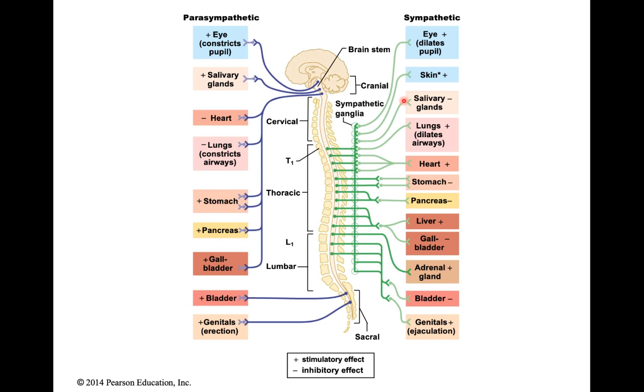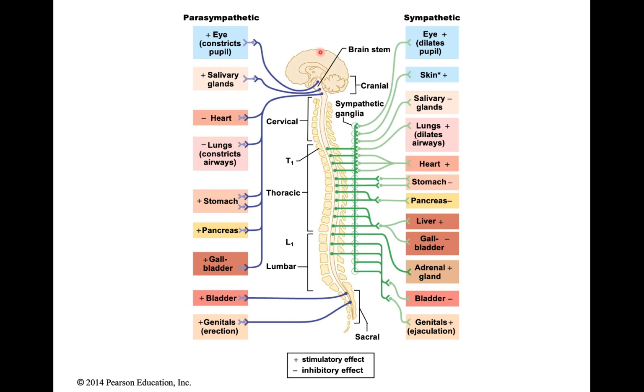So this illustration is actually a great illustration because it really does show you that the parasympathetic division and the sympathetic division, they're innervating the same places. Eye, salivary gland, lungs, heart, bladder, genitals. But you'll notice that the signs are different on them.